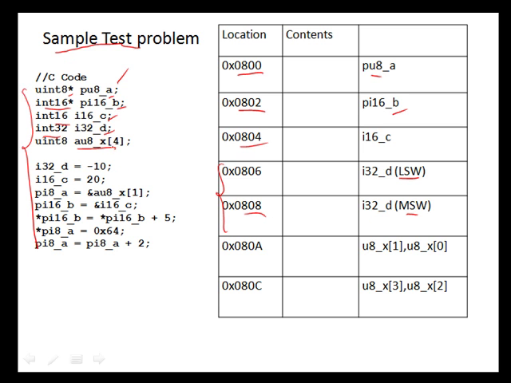Finally, this is a 4-element array with each element being 8 bits. So this word 80A is going to contain the first 2 elements, and this word 80C is going to contain the next 2 array elements, 2 and 3. So let's begin executing this C code.